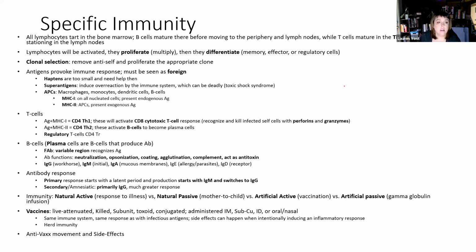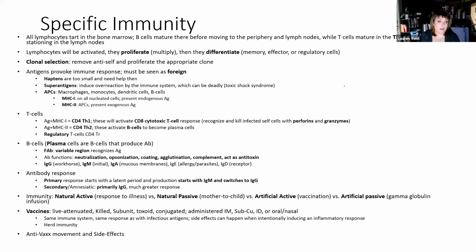So macrophages, monocytes, dendritic cells, which are essentially monocytes that have developed into these tendril-having cells that kind of grasp onto pathogens. And they live primarily in the skin area. And B cells themselves can also serve as antigen presenting cells.